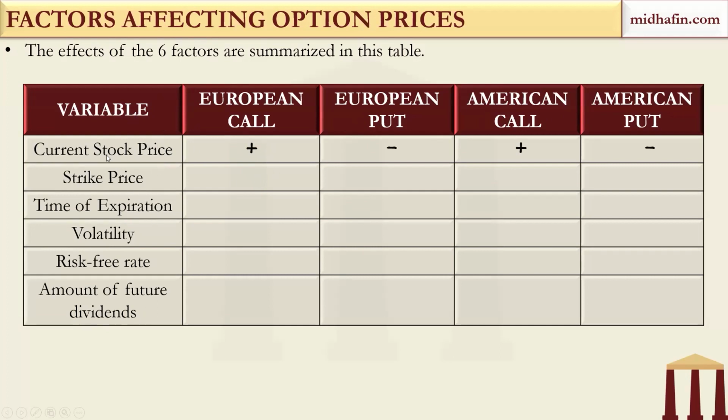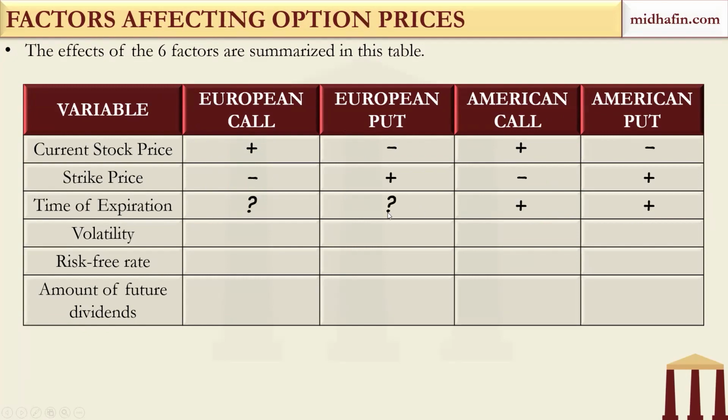Okay, so if the current stock price increases, the call price for both American and European style will increase, but the put price will fall. If the strike price increases, the call option price will decrease for both European and American, and the put option price will increase. Time to expiration: for American, both of them increase. For European, it is marked with a question mark.